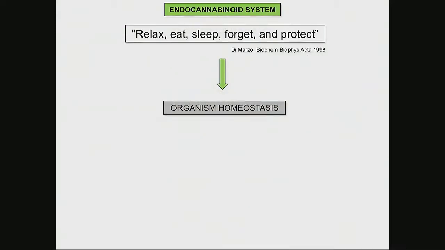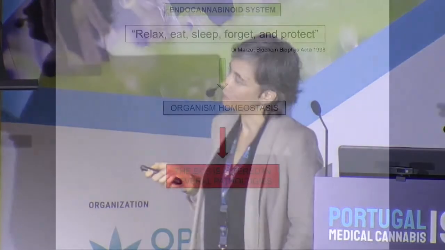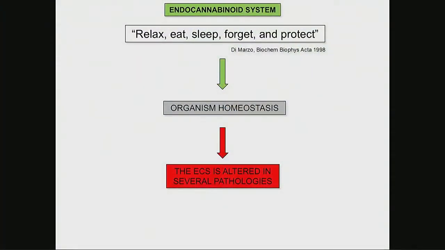So the whole purpose of the endocannabinoid system was defined a few years ago by Vincenzo Di Marzo, the guy that appeared in the video. And what he said 20 years ago is that our endocannabinoid system is there to make us relax, eat, sleep, forget, and protect. And these are very, very important things. If we can do all these things, we can have a very healthy life. And in other words, what he suggested is that the endocannabinoid system is there for us to keep our homeostasis, our internal homeostasis. And in fact, when we alter the endocannabinoid system, we can have some pathologies.